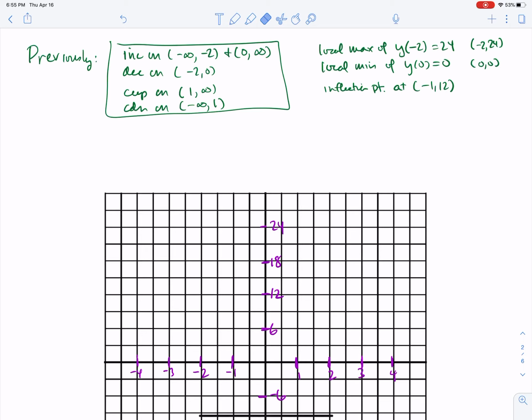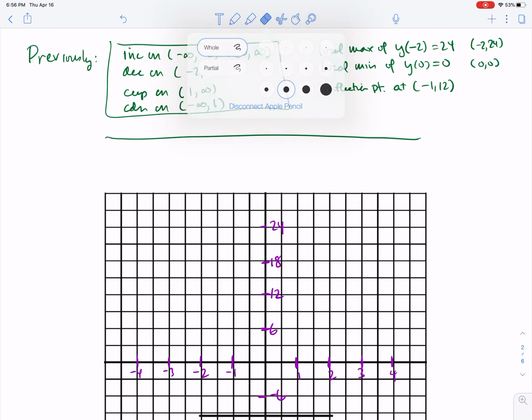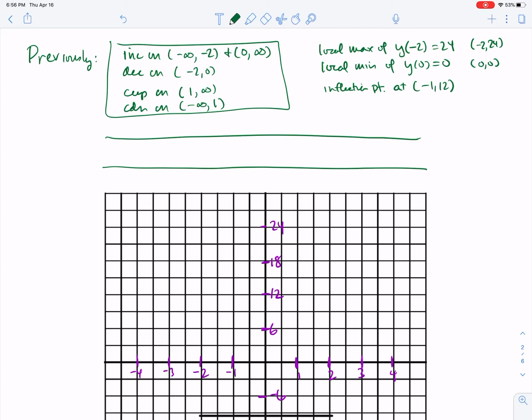So I'm going to draw 2 lines. I have 2 spaces to work with now just above my graph. In the lower one, I'm going to include the increasing, decreasing information. And so I know that there were changes at -2 and 0.